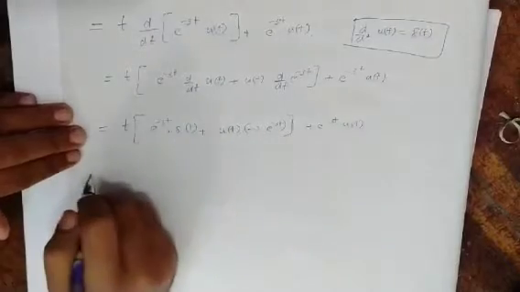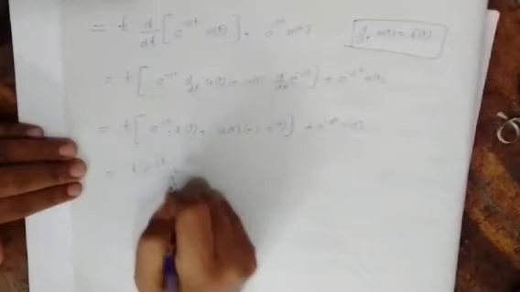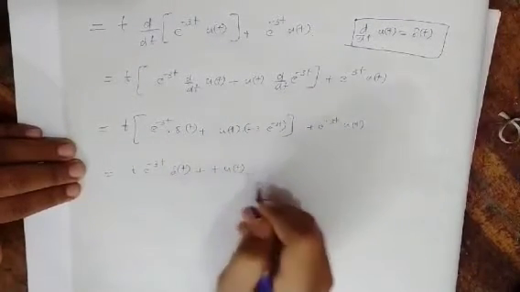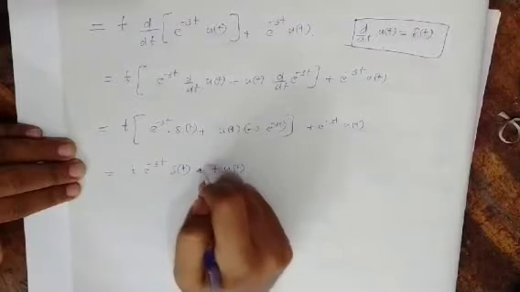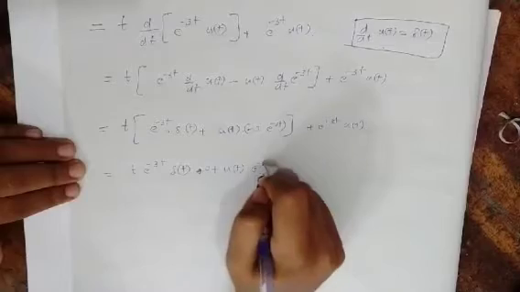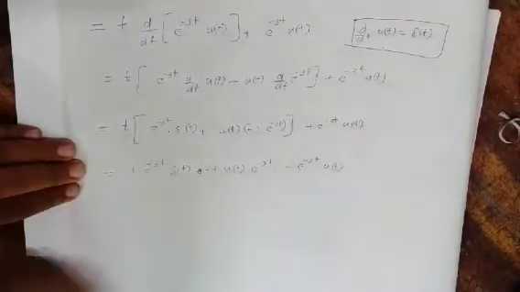We will open the bracket. When we open the bracket, we will get t into e raised to minus 3t del of t plus t into u of t, minus 3, I will write here, minus 3t u of t into e raised to minus 3t plus e raised to minus 3t u of t. Okay.